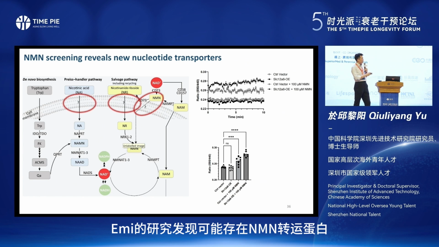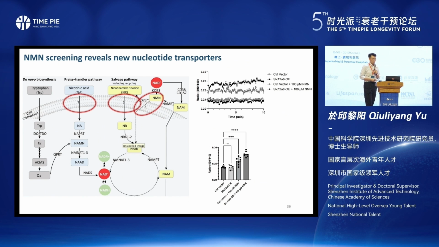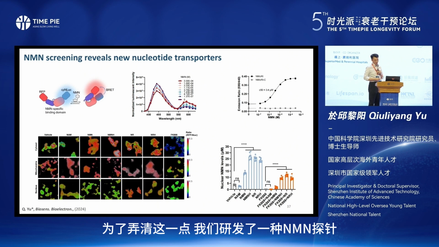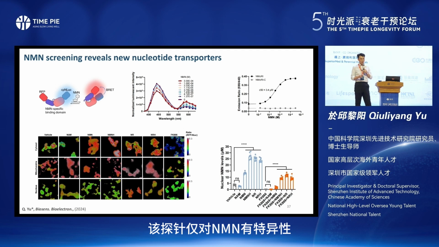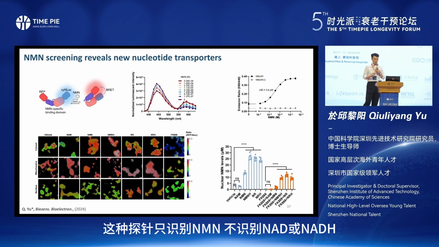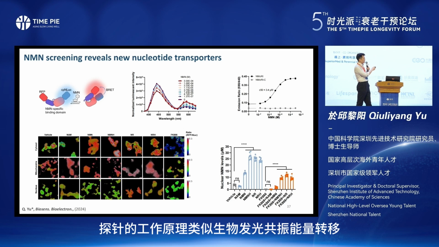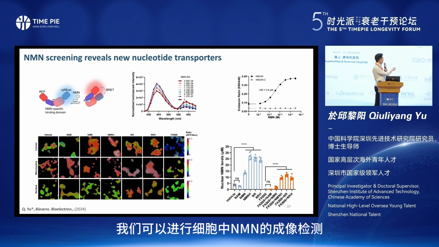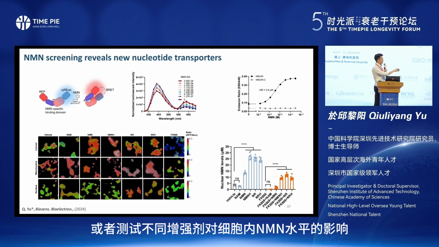And some of the work by Imai identified a potential transporter of NMN, but there have always been some debates on this. So to elucidate this, we developed an NMN sensor that is specific only to NMN, not NAD, not NADH, but only NMN. The sensor works based on a principle similar to BRET, and then we can do imaging of NMN in the cells. We can also test all the different boosters of cellular NMN.